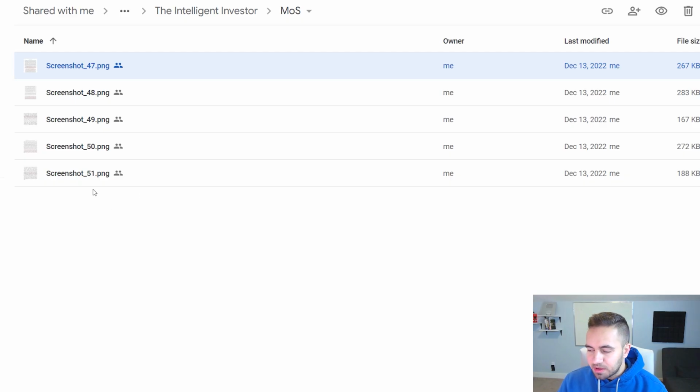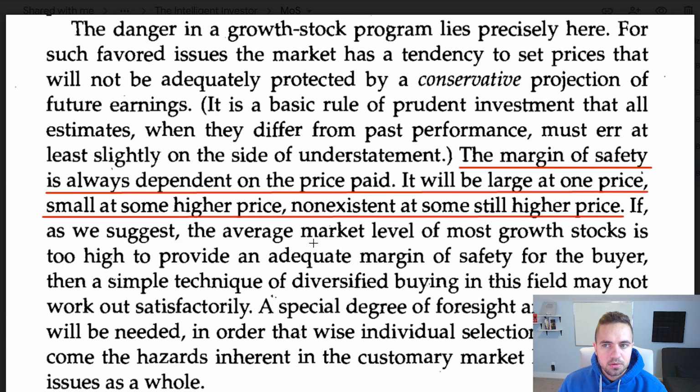Now, also, if we go back to the Intelligent Investor and take a look at this page right here, it says the margin of safety is always dependent on the price paid. It will be large at one price, small at some higher price, and non-existent at some still higher price. So what this is saying in the Intelligent Investor is that your margin of safety depends on the price that you're paying always, all of the time. And if you pay a higher price, then your margin of safety goes down. And if you pay a very high price, then there is no margin of safety.